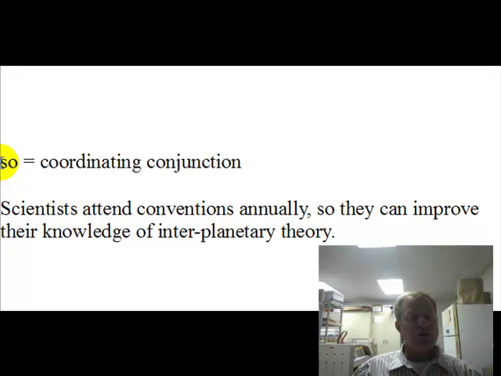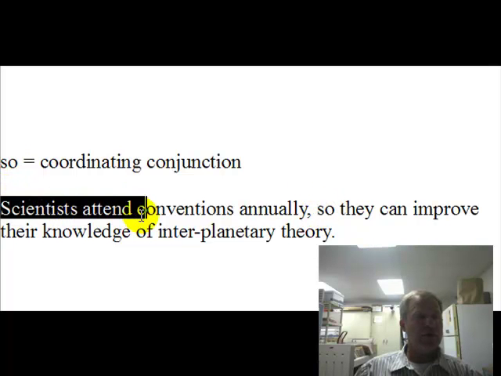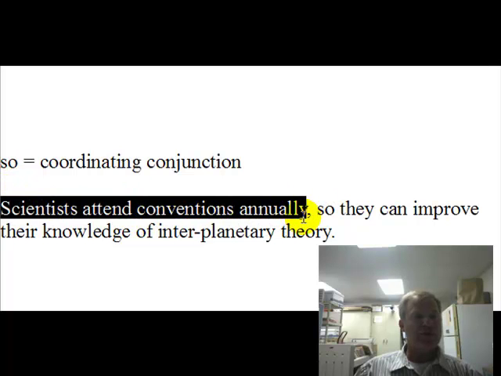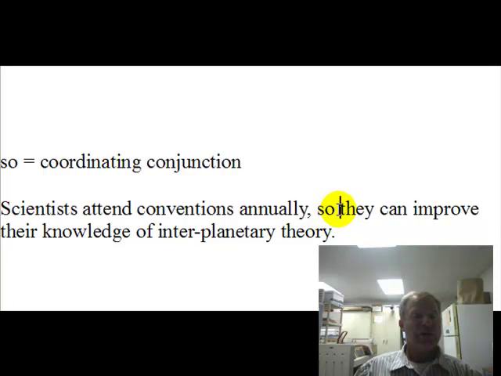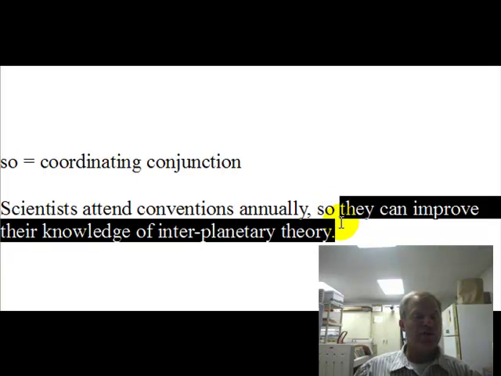So is a coordinating conjunction. Scientists attend conventions annually so they can improve their knowledge of interplanetary theory. Again, as you see here, the first sentence is scientists attend conventions annually, and then you have they can improve their knowledge of interplanetary theory. Now, of course, there are different ways of doing this. I mean, you might be thinking in your mind, they can improve their knowledge of interplanetary theory, so scientists attend conventions annually. Obviously, you can do that too.